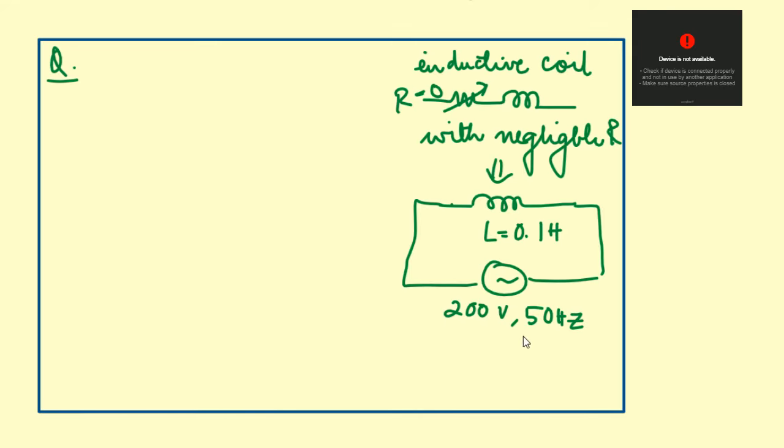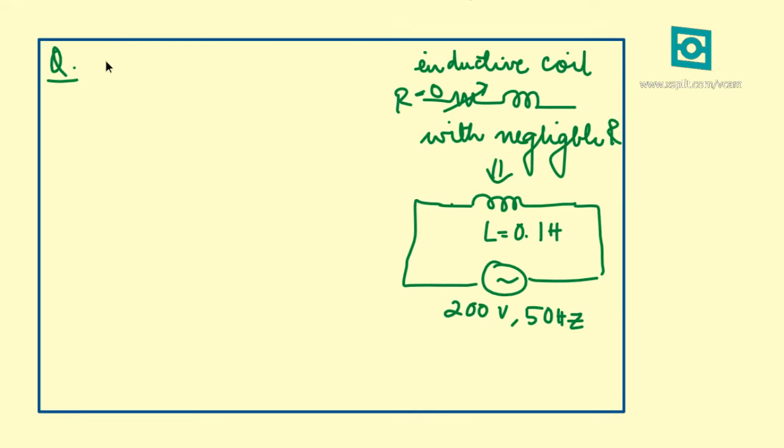So the question says there is an inductive coil having negligible resistance with a value of 0.1 Henry that is connected across a 200 volts 50 Hertz supply. Is my voice clear to all? Connected to 50 Hertz supply. So these are the values that we need to find out.